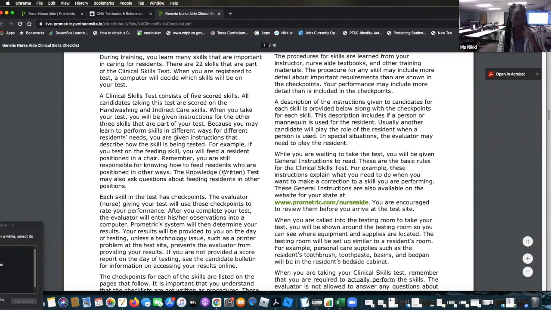Okay, the knowledge test, which is also called the written test, may also ask you questions about feeding residents in other positions. I love the knowledge test.